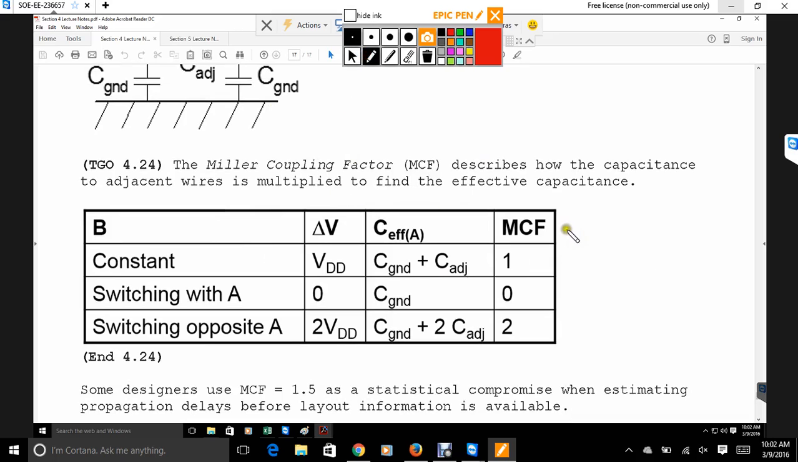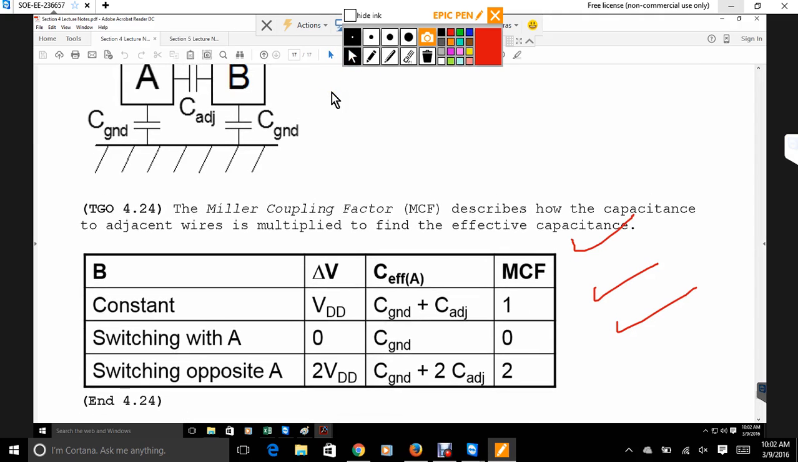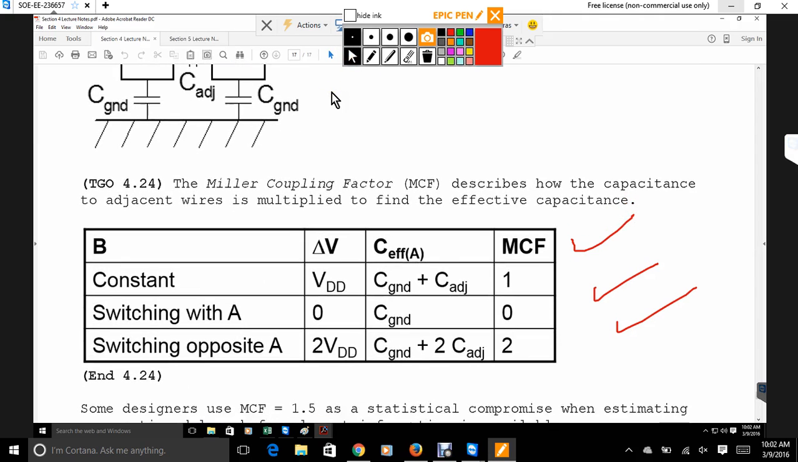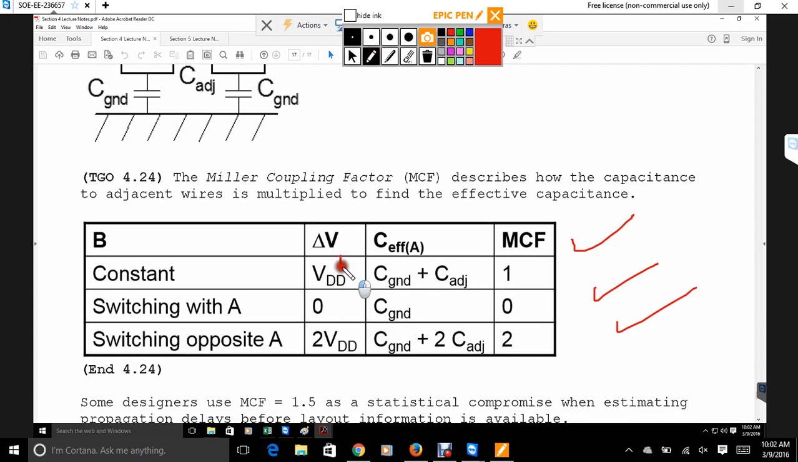This relates our capacitances to how it's switching with another wire, right? So we have wire A and wire B. If you see this diagram up here, we have wire A and wire B. So if wire B is constant, then the change in voltage is just going to be VDD, right? And the effective capacitance is going to be the ground capacitance plus the adjacent capacitance, right? Because that's what's naturally there. And so the Miller coupling factor is 1, and they're just both the same, right?